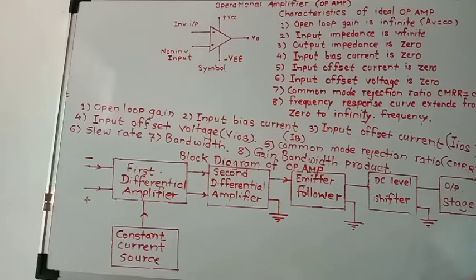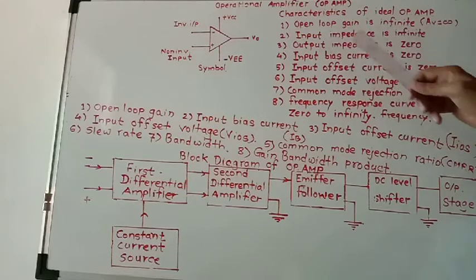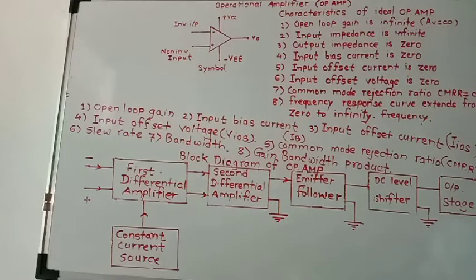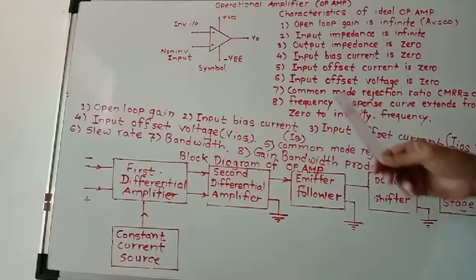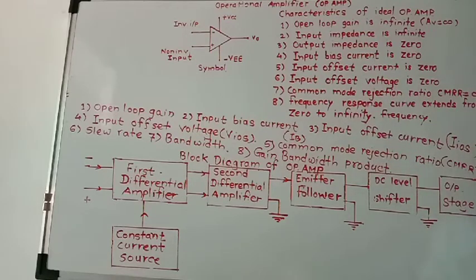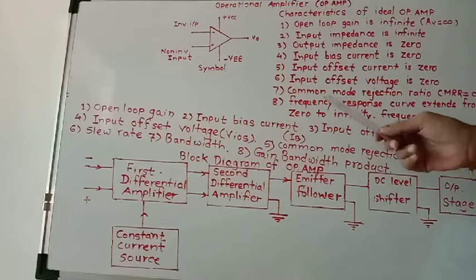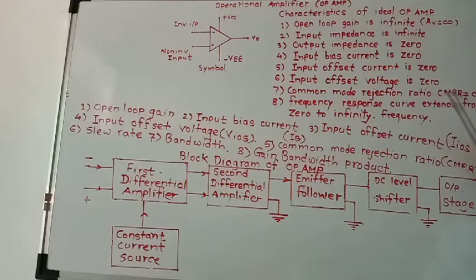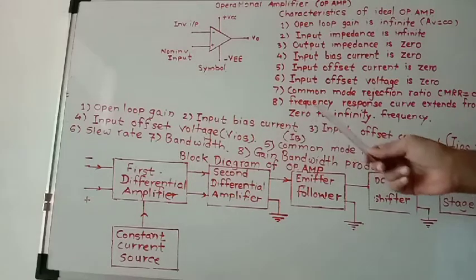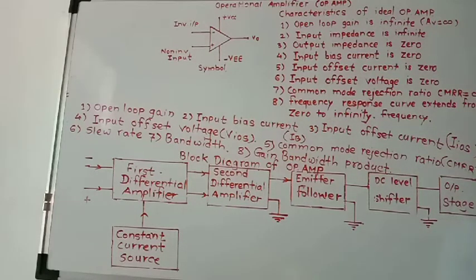For ideal op amp, the output impedance is zero and input impedance is infinite. Then the common mode rejection ratio, that is CMRR, for ideal op amp is infinity. Then the frequency response curve extends from 0 to infinite frequency. So these are the characteristics of an ideal operational amplifier.